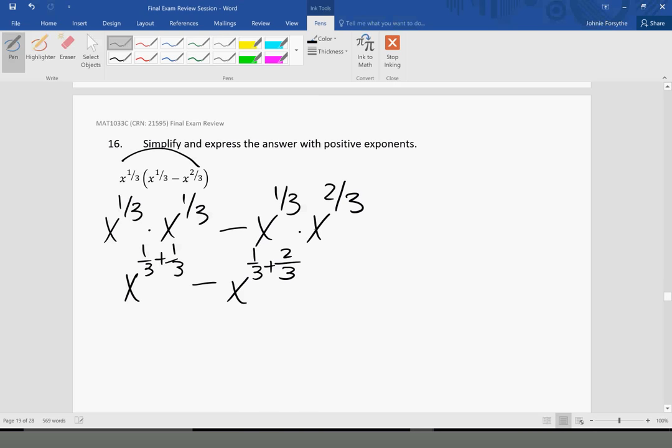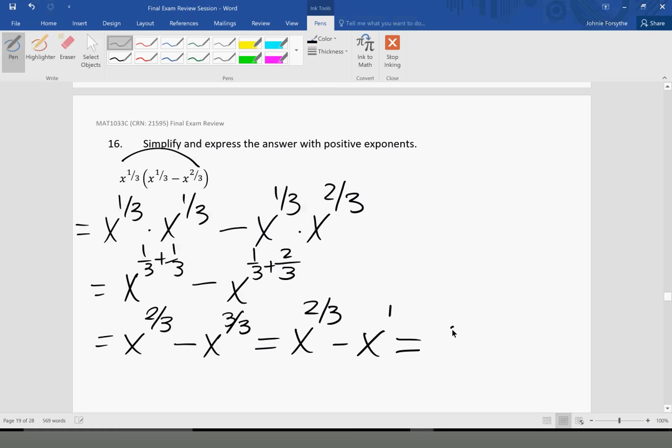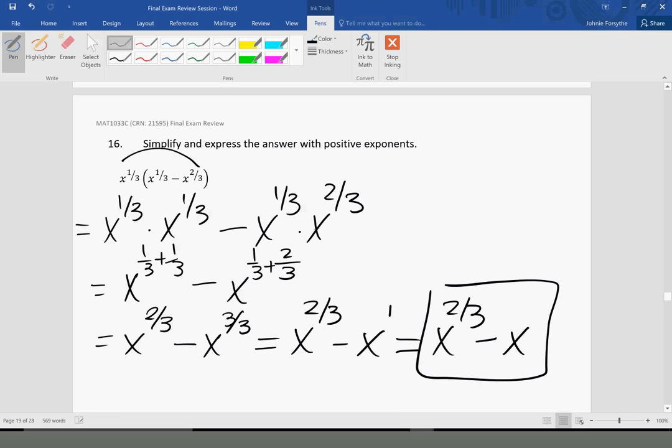All right, so now when we add exponents, they have to have the same denominator, which, lucky us, we do have. So that's going to be x to the 1 plus 1, which is 2/3, minus x to the 1 plus 2 is 3/3. And then 3/3 equals 1, so that's just going to be x to the 2/3 minus x to the 1st. And we can just write that as x to the 2/3 minus x. So this problem is just really getting you to use those exponent properties with fractions. Okay?